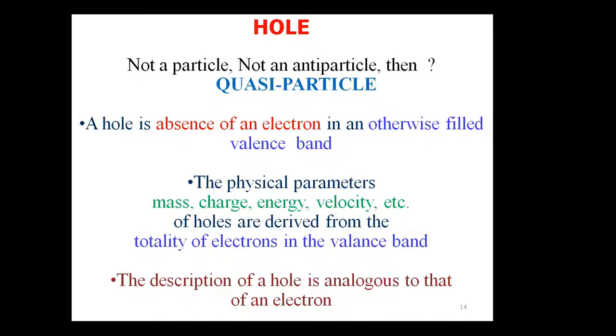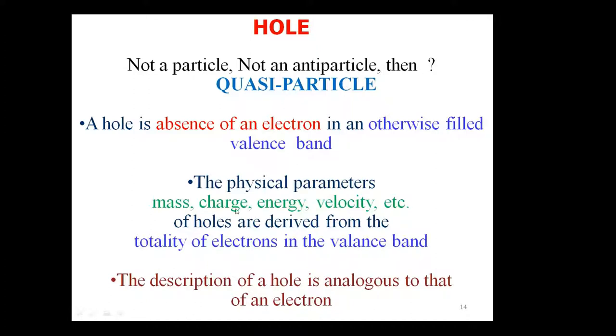This hole is not a particle or an antiparticle. Hole is just a concept. Then what is the definition of a hole? A hole is the absence of an electron in an otherwise filled valence band. Remember this word filled. If the valence band is filled and some electrons leave, then they will create a hole. So like an electron, the hole also has different physical parameters like mass, charge, energy, velocity, etc.